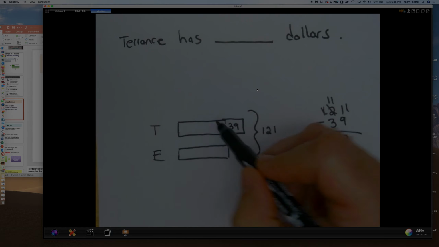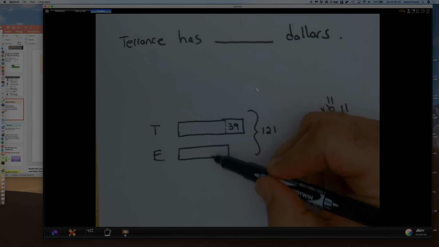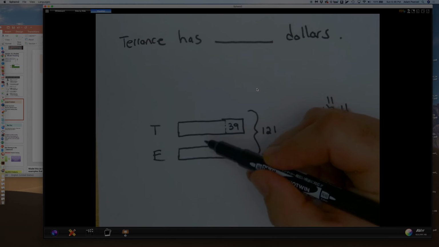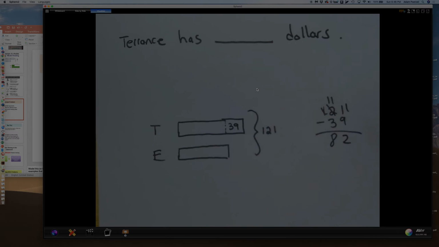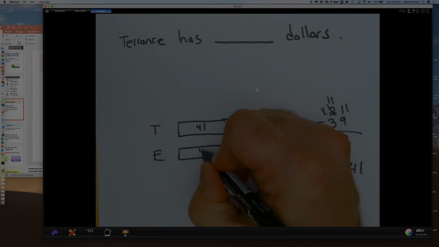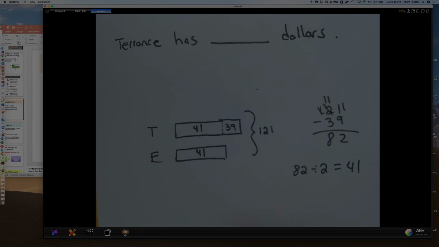And by the picture, look, these two are the same bars. Ella and Terrence in these bars equal the same amount of money. So I split 82 between those two bars, and I should get 41 and 41. Do those add to 121? Can I check? 41 plus 80. Yeah, it does add. And so I think I've solved it.